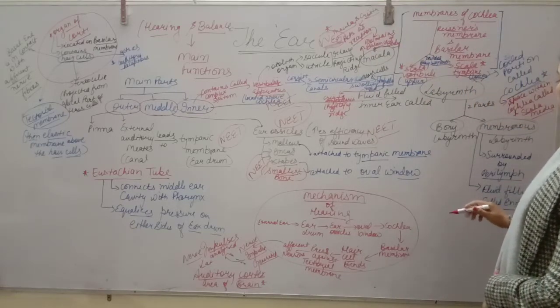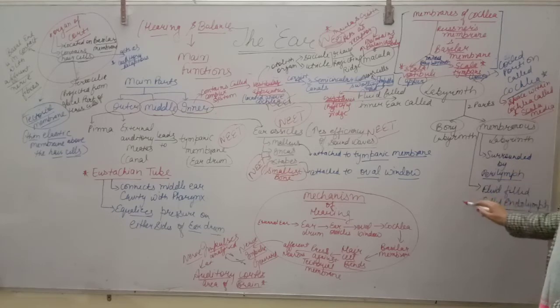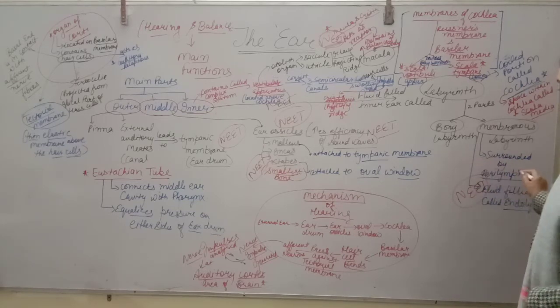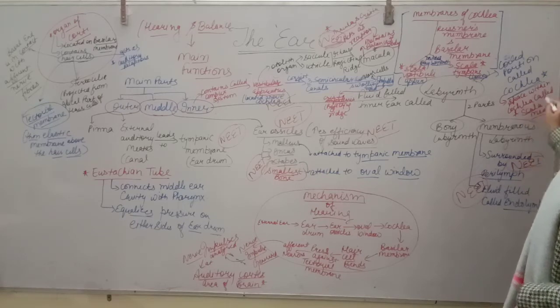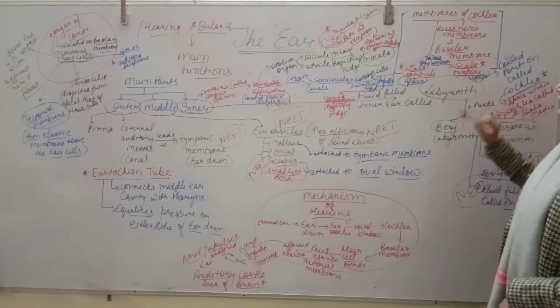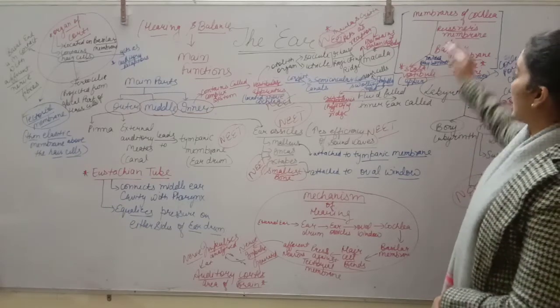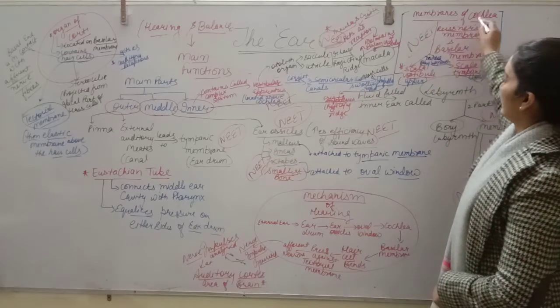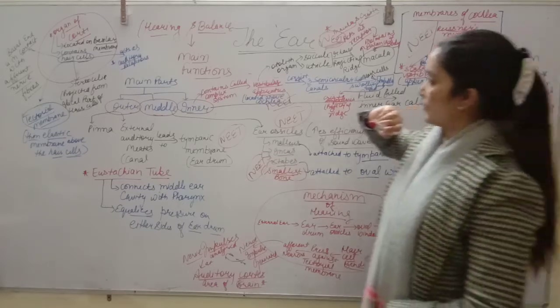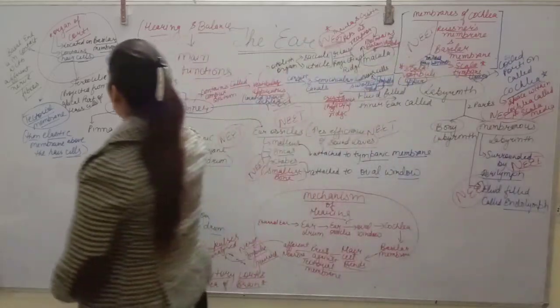Then what type of fluid is filled inside the bony labyrinth? So that is endolymph, and it is surrounded by which type of fluid? That is perilymph. Alright, the space inside the cochlea is called scala media. This is important. And what type of membranes are present, Reissner's membrane and basilar membrane? Important for NEET. Next, coming to the organ of Corti.